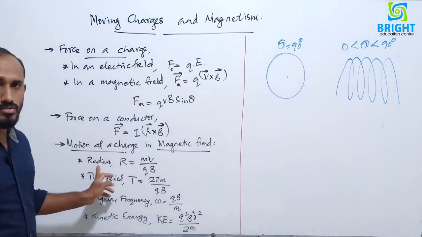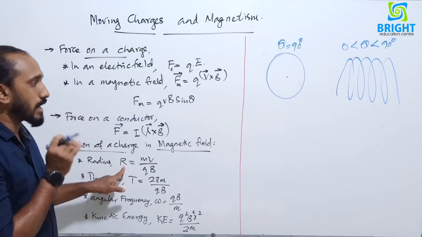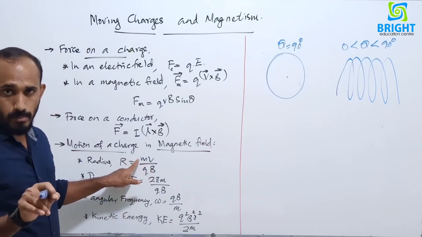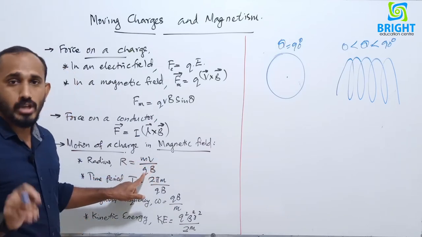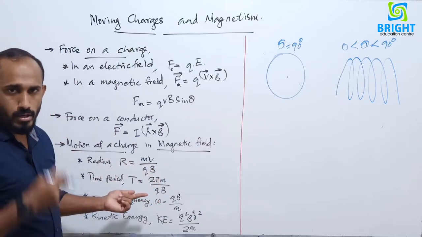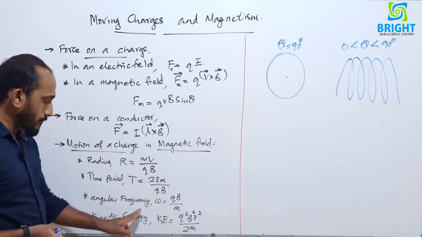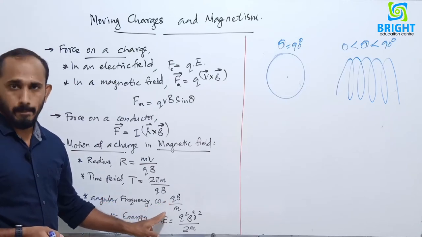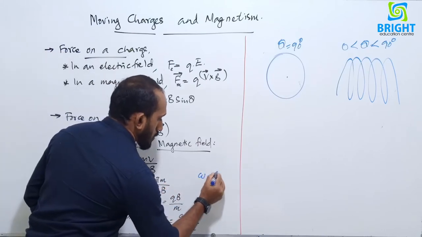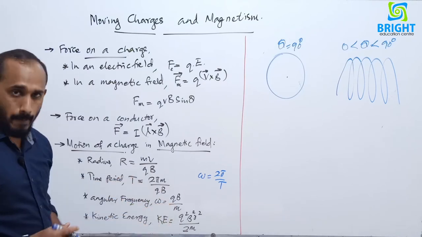Then what will be the radius? A question you can expect. The radius of the charged particle, if it's moving at 90 degree, R is equal to mv by qB, where m is the mass of the particle, v is the speed of the particle, q the charge, and B the magnetic field intensity. What will be the time period taken? How much time will it take to complete one rotation? T is equal to 2 pi m by qB. And the angular frequency omega is equal to qB by m. Since omega is equal to 2 pi by T, if you divide by 2 pi, you will get this answer, qB by m.